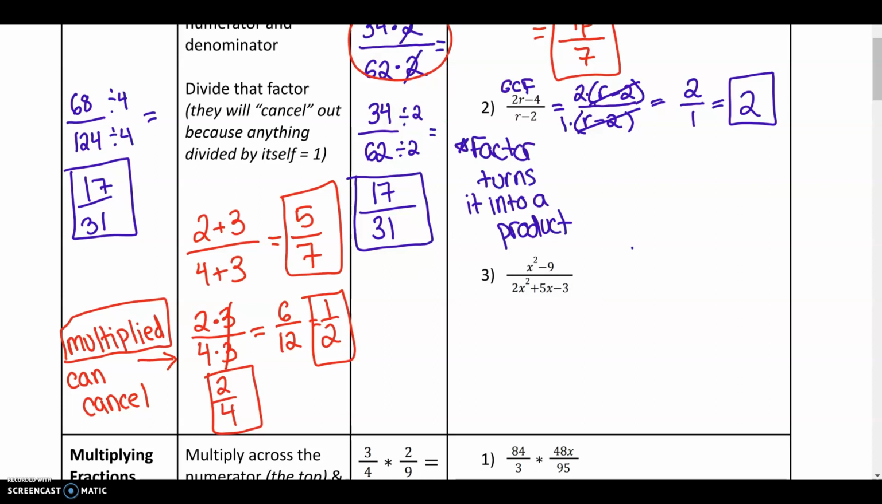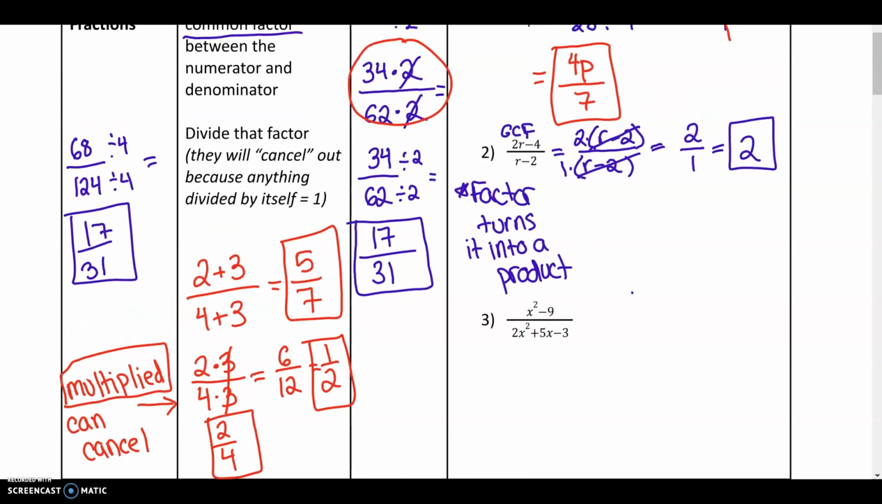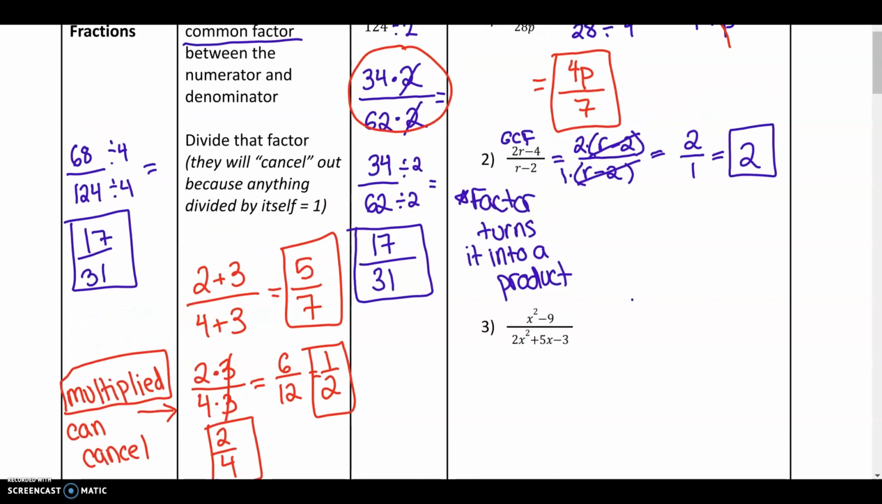Let's try another one, because as you see here, I have x squared minus 9. They're both quadratics, 2x squared plus 5x minus 3. Again, you cannot cancel the minus 9 and the minus 3 because they're between plus or minus signs. What you can do, though, is you can factor the numerator and denominator and see if there are any common factors that can cancel. So I'm going to pause the video. I want you to factor the numerator and see if you can factor the denominator. I'll give you a hint. It'll look something like this at the end, and I'll come back with the answer.